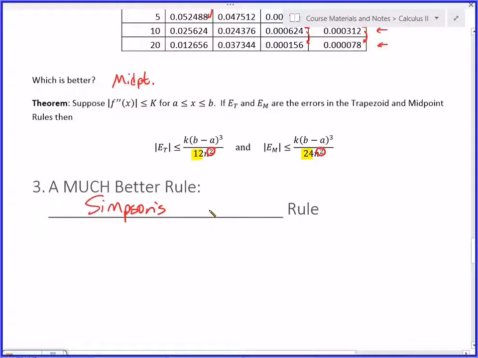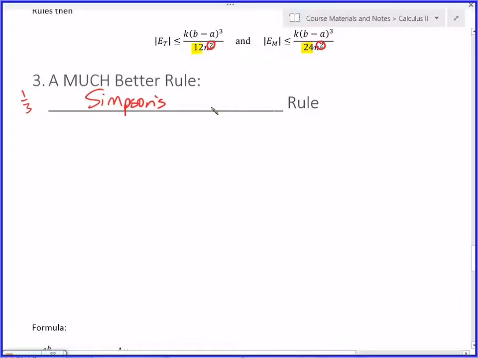Simpson's rule. And to be honest with you, there are actually several Simpson's rules. I'm going to give you the first. This was actually sometimes called the 1/3 Simpson's rule. There's a 3/8 Simpson's rule out there. The idea is simple. And I can't derive it for you, but think of it this way. I mean, I can, I don't have time.